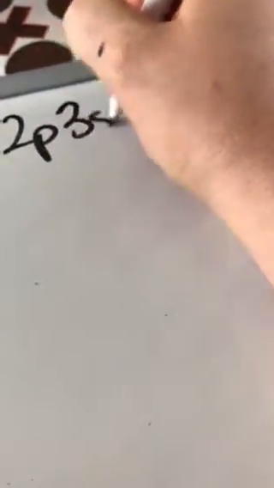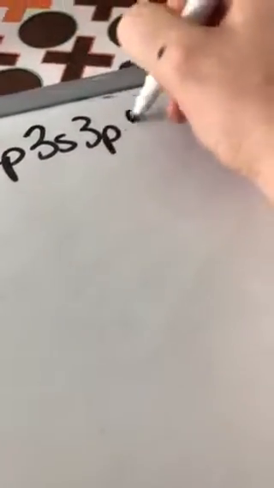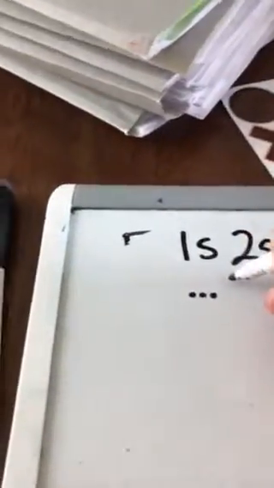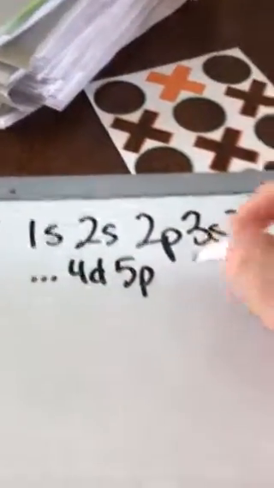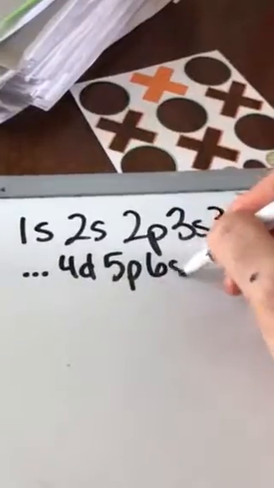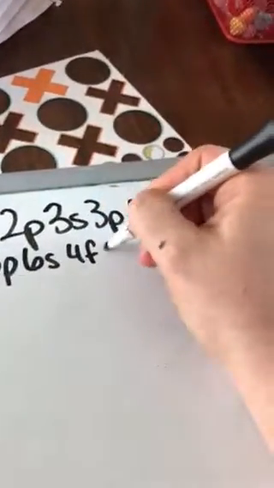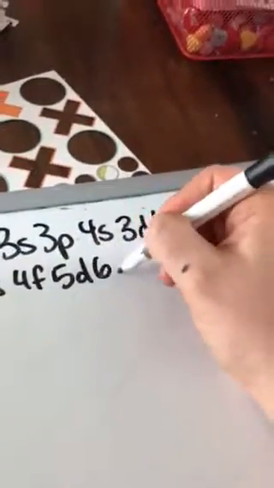Okay. So the order that these energy levels follow, which you've probably been given by your teacher, is 1s, 2s, 2p, 3s, 3p, 4s, 3d, 4p, 5s, 4d, 5p, and then it gets even funkier from there because then it goes 6s, 4f, 5d, 6p.